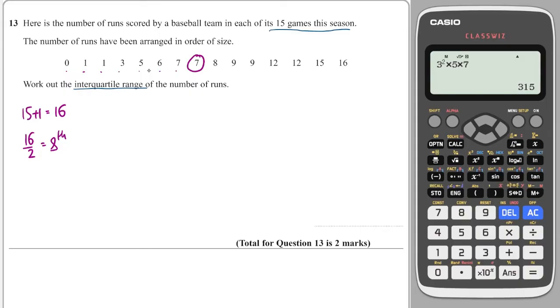And then what we need to do is find the middle number of the lower half. So just by inspection, I can see it must be 3 because it has 3 to the left and 3 to the right. And over here, it must be this number here, 12, because that has 3 to the left and 3 to the right. Great. So the interquartile range is the upper quartile minus the lower quartile. So in this case, it is 12 minus 3, so it is 9.